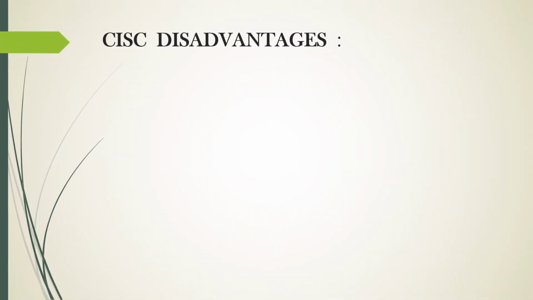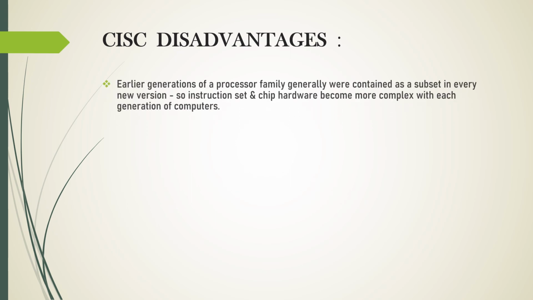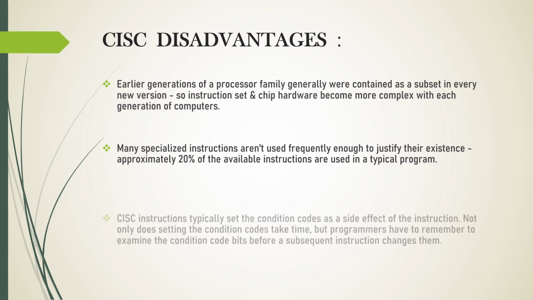Now let us see some disadvantages of CISC. Earlier generations of a processor family generally were contained as a subset in every new version. So instruction set and chip hardware become more complex with each generation of computers. Many specialized instructions aren't used frequently enough to justify their existence. Approximately 20% of the available instructions are used in a typical program.